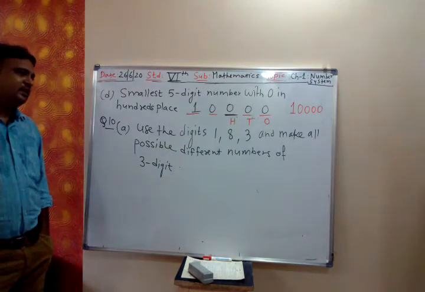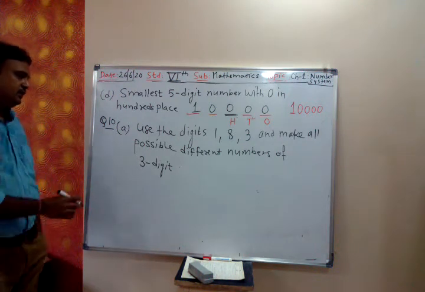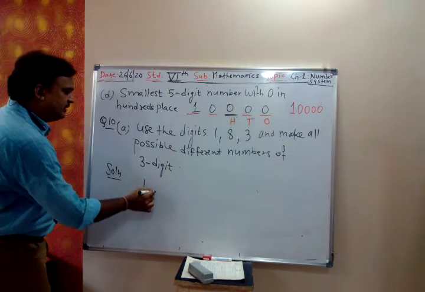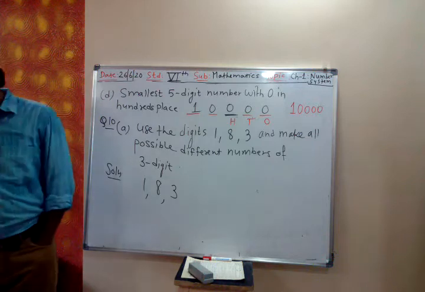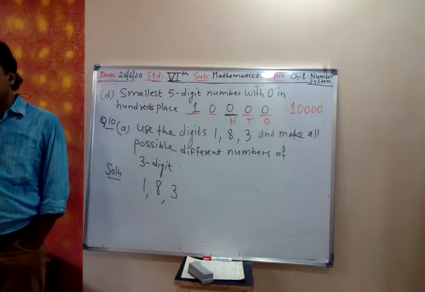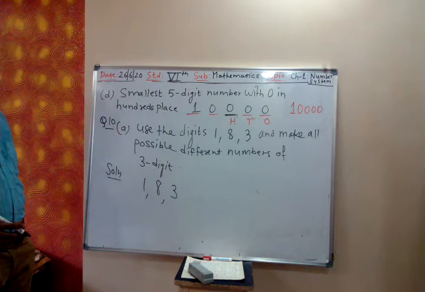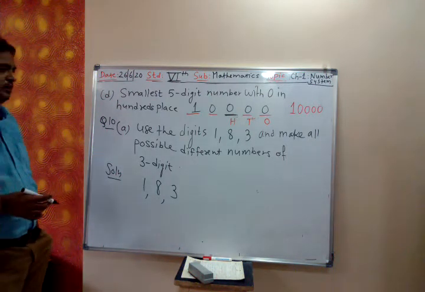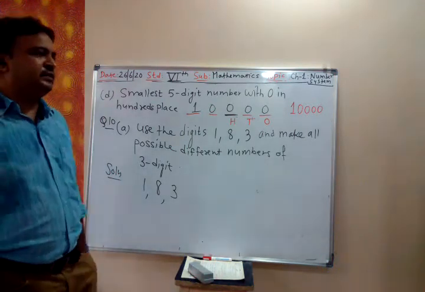Use the digits 1, 3, 8 and make all possible different numbers of 3 digits. So using these digits, you have to make 3-digit numbers. In this you have to take the repetition of digits also. You have to take all possible numbers.